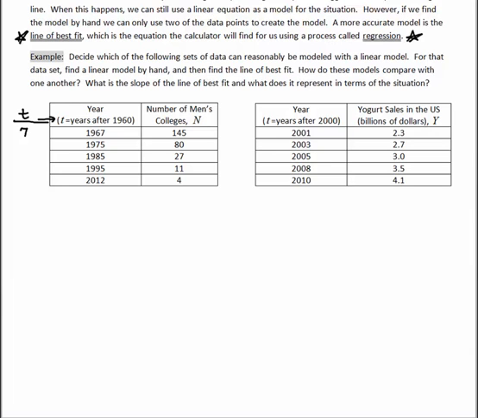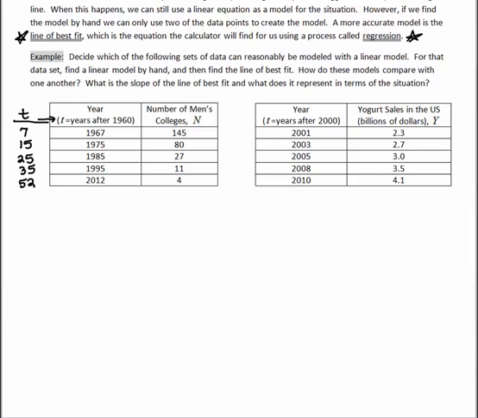Continuing on down the list, 1975 is 15 years after 1960. 1985 would be 25 years. 1995 would be 35 years. And 2012 would be, what, 52 years? Of course, I'm just subtracting my year minus 1960 each time. Okay. So we'll go ahead and put that data in the calculator.